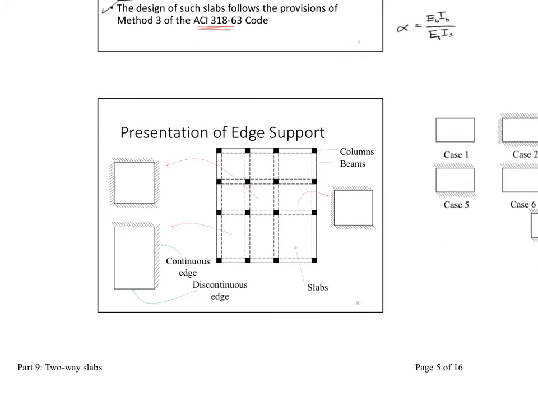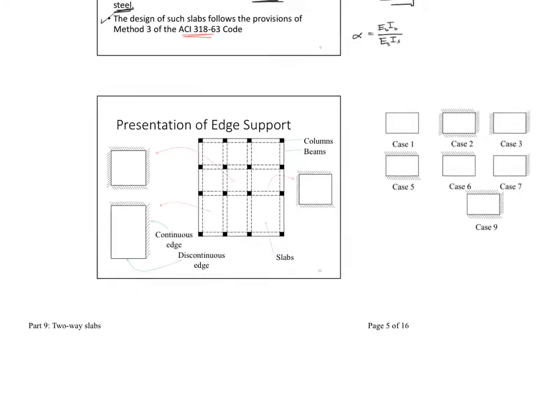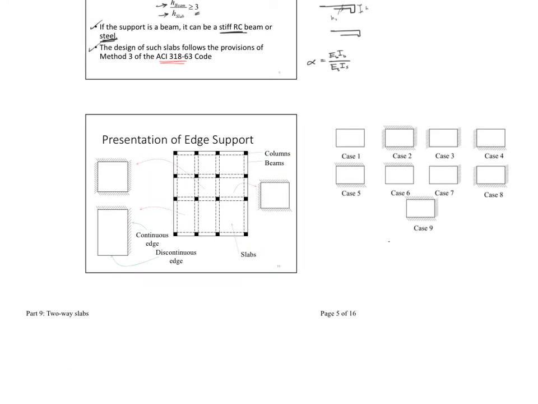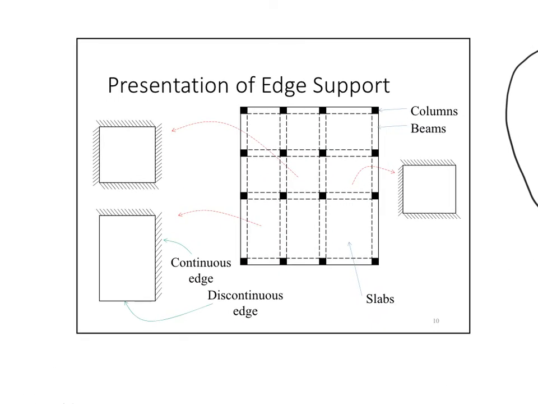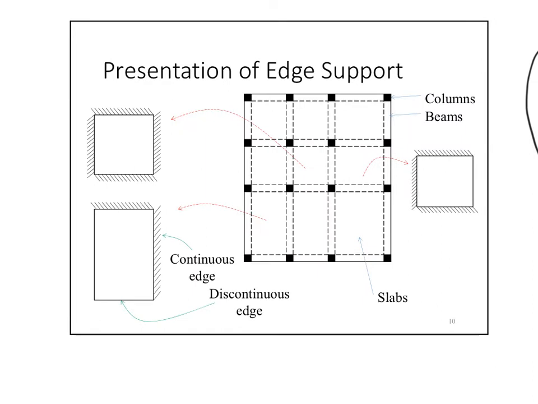Now, within our coefficients method, we will have to understand the edge support or the conditions, which ends up giving us the cases. We have what we call these 9 cases of end conditions for 9 different types of slabs that we will use to be able to obtain our coefficients. To understand those, we need to understand a very important concept, and this important concept is the edge condition.